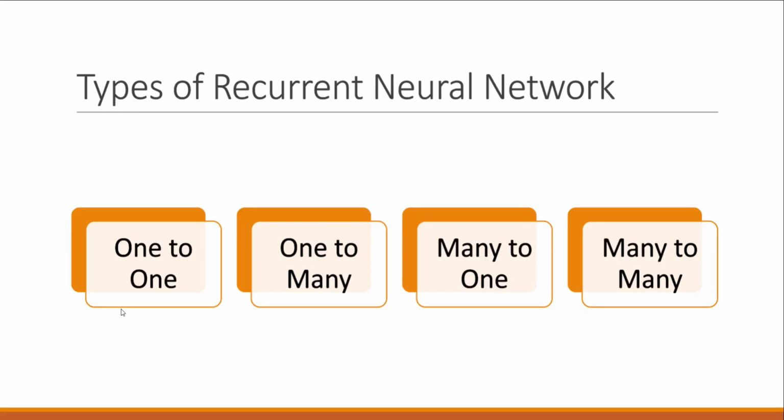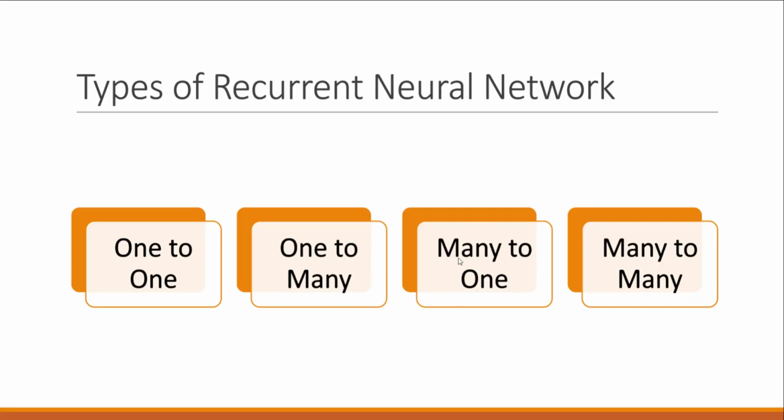First we will discuss one-to-one. Basically it is a single input and single output type of neural network. And now we will discuss one-to-many. It has a single input and multiple outputs, and the real-world example of one-to-many is image captioning.